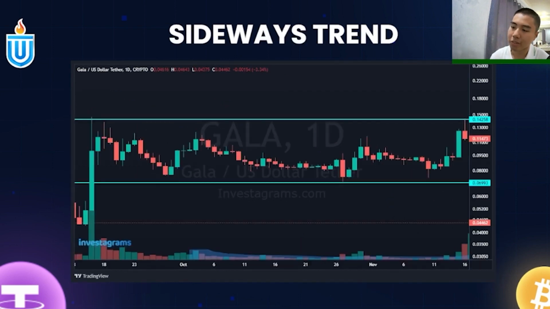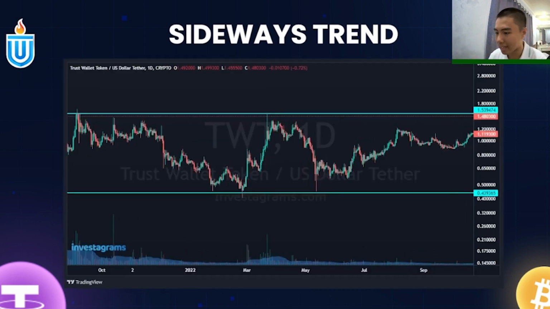Now, the next type of trend is a sideways trend. A sideways trend is basically when the price chart or the token is just consolidating, dancing within this box and ranging. Not a lot of things are happening. It's moving pretty neutral. Here's one example, Gala. Here's another example, TWT. But even if it's not uptrending and not downtrending, a lot of exciting things can happen within sideways trends, or once it goes right above the box or below the box.